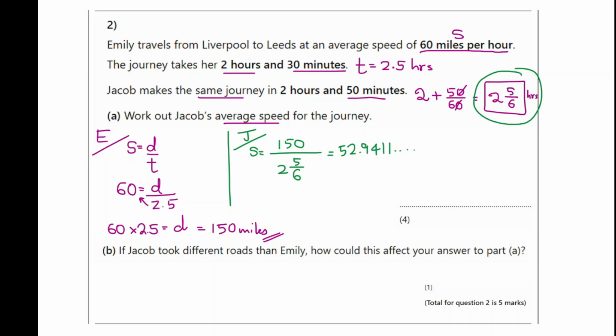52.9411... The question does not say how many decimal places to round. I'd rather do to one decimal place, or even two I can do. There's no right or wrong way here as long as the question has not specified it. So let's call it 52.9. Look at the units, miles per hour.